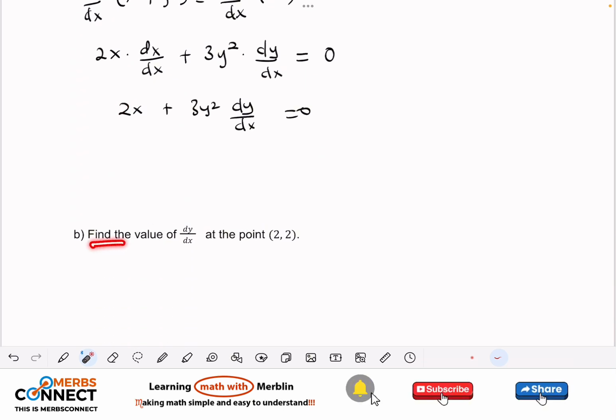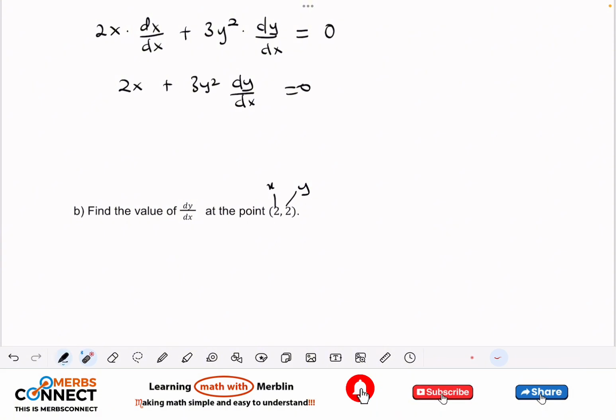Now, find the value of dy over dx at the point (2, 3). So this is x, this is y. As I said, anytime you are working with dy over dx, which is the slope, this becomes x and this one becomes y. But this becomes x1 and this becomes y1 when you are writing the equation of the line or the equation of the tangent. So let's go through that.